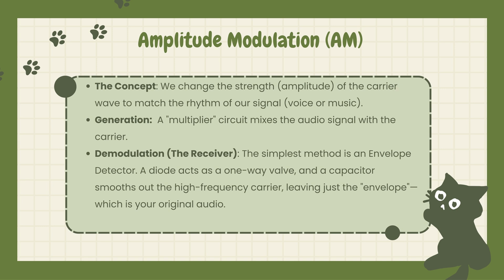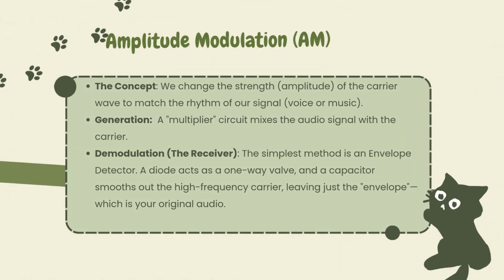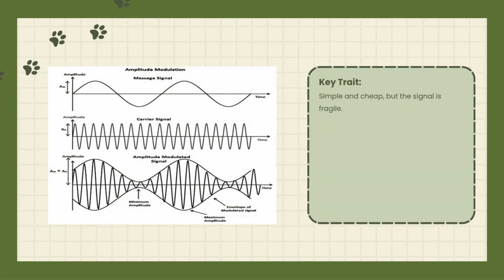AM is generated using a multiplier circuit that mixes the audio signal with the carrier wave. At the receiver, the simplest method is an envelope detector. A diode acts like a one-way valve. A capacitor smooths out the high-frequency carrier. The remaining signal is the envelope, which is the original signal. AM is simple and low cost, but the signal is fragile and easily affected by noise.